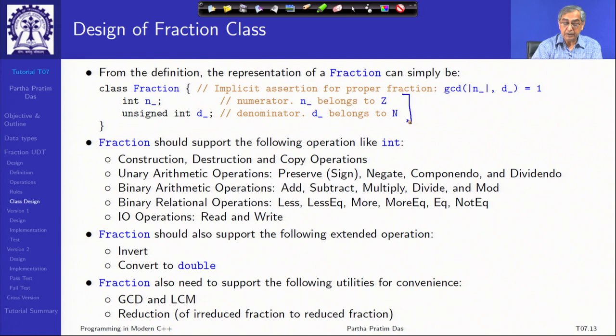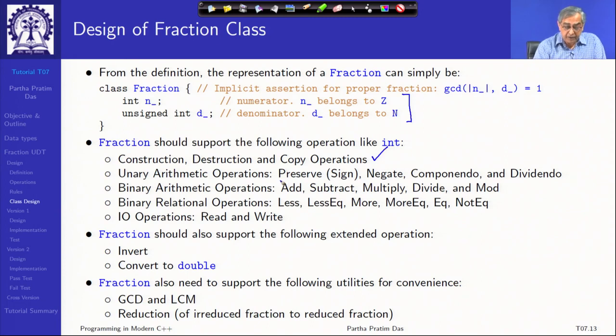be two members: n, standing for numerator, which is of type int because it can be signed, and d, which is the denominator. We take it as an unsigned integer because we said that it has to be greater than 0, it cannot be negative. Right. So, what are the operations that we will have? Obviously, we will have the usual construction, destruction, copy construction, copy assignment, and so on.